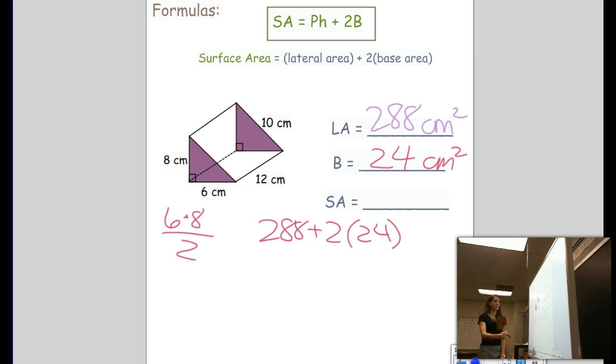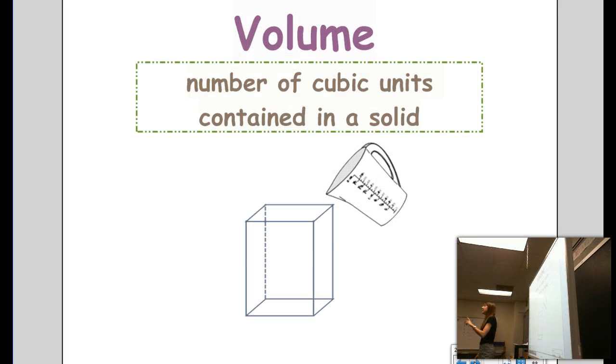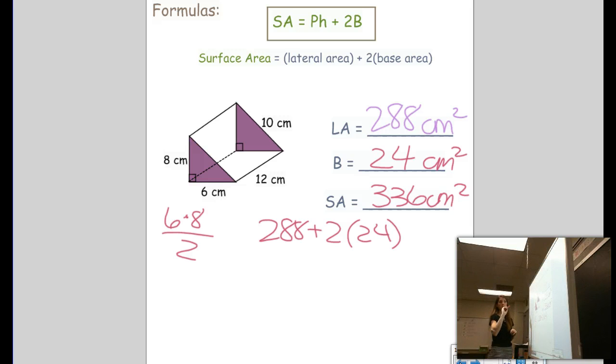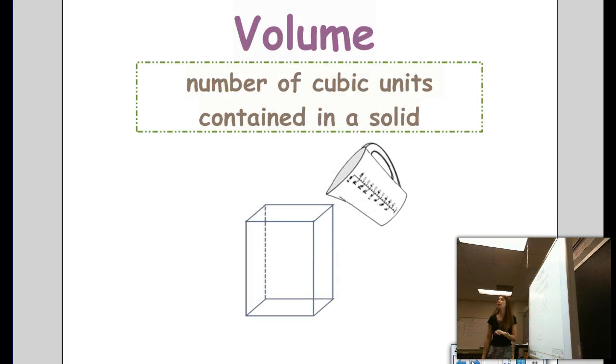336 centimeters squared. Wait, how'd you get 24? Oh, area of a triangle is base times height divided by 2. Base times height divided by 2. Area of a triangle. The only one we haven't talked about is the unit. Yeah, I put units. No, but are they all centimeters squared? Thank you. This is an area, and an area. So yes. Okay. Now we're going to move on to volume.